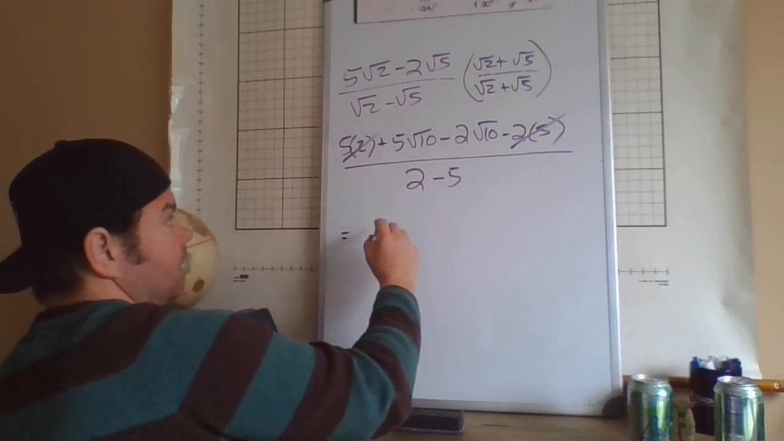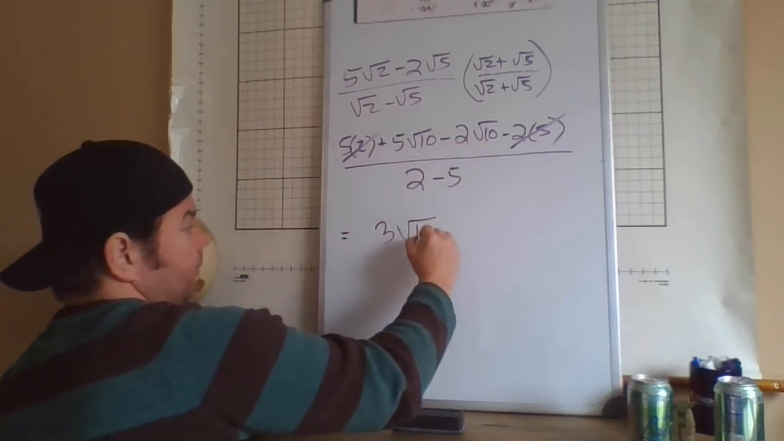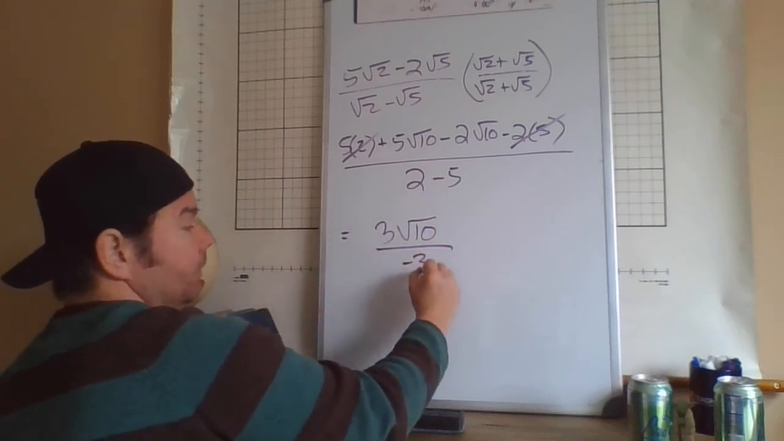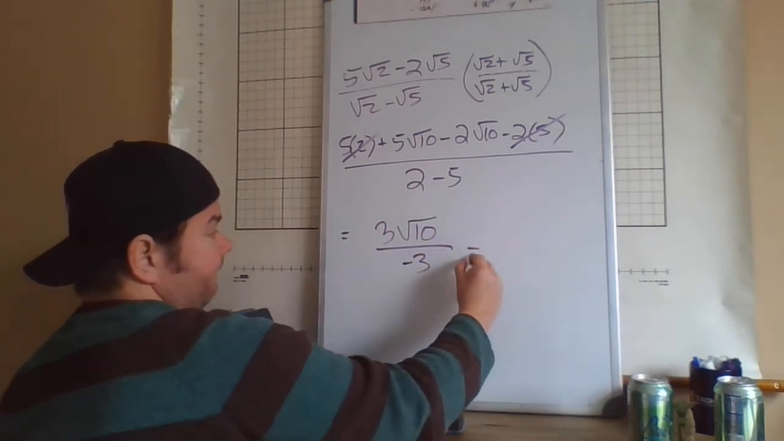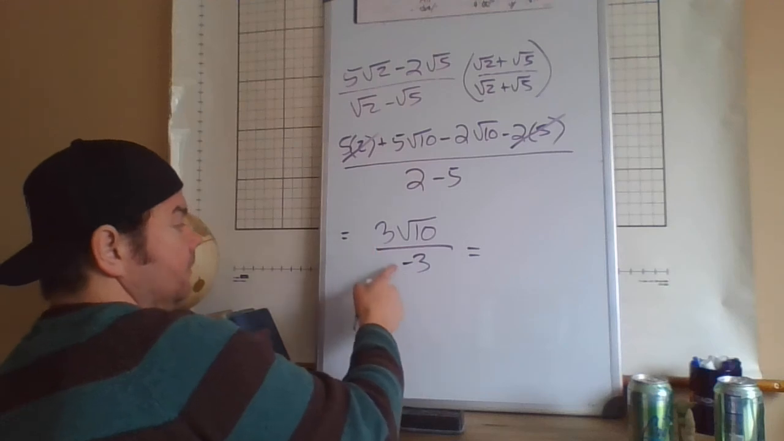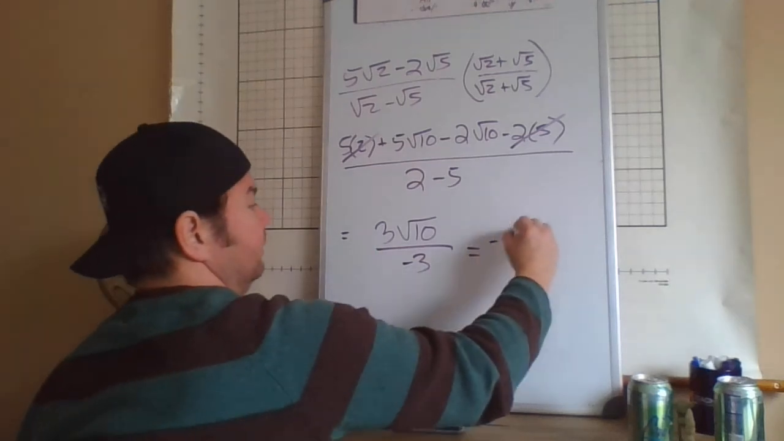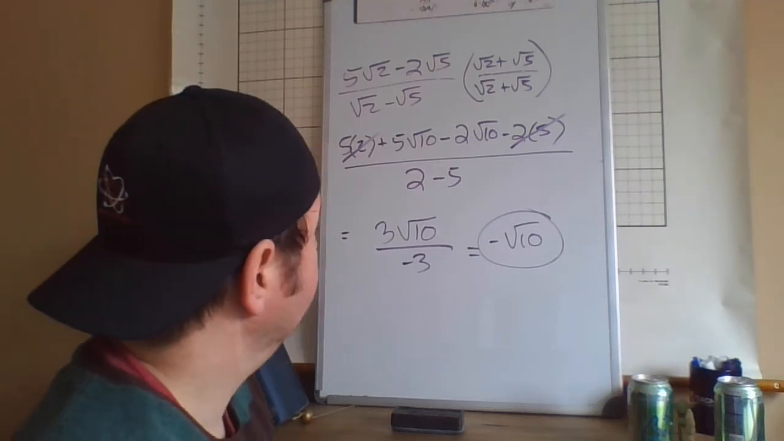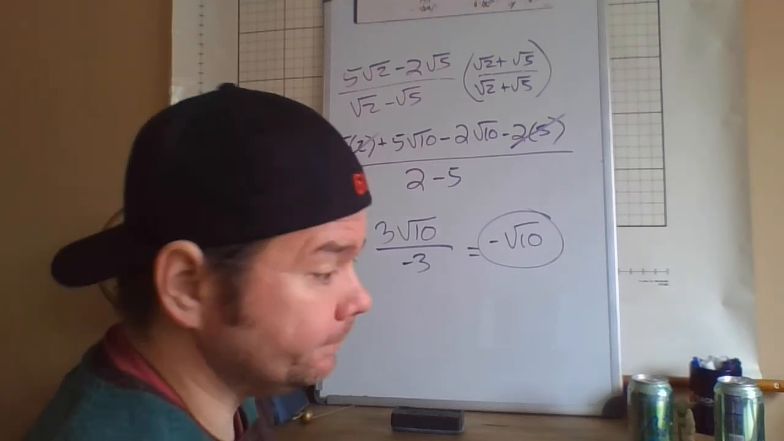All right, so continuing to combine like terms, 5 times the square root of 10 minus 2 times the square root of 10 is 3 times the square root of 10, over 2 minus 5, which is negative 3. 3 divided by negative 3 is negative 1, which means our final result is just the negative square root of 10.